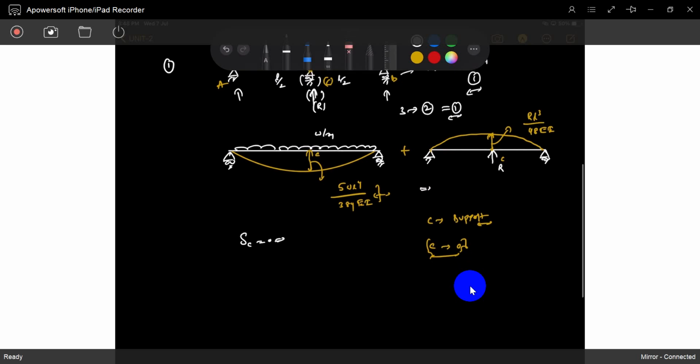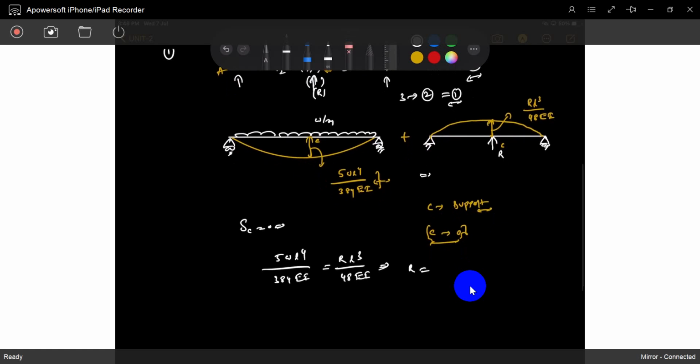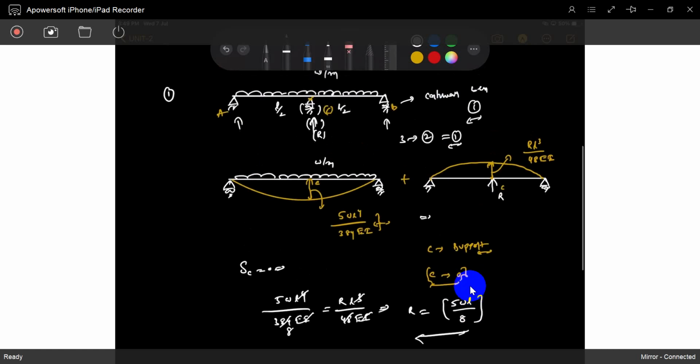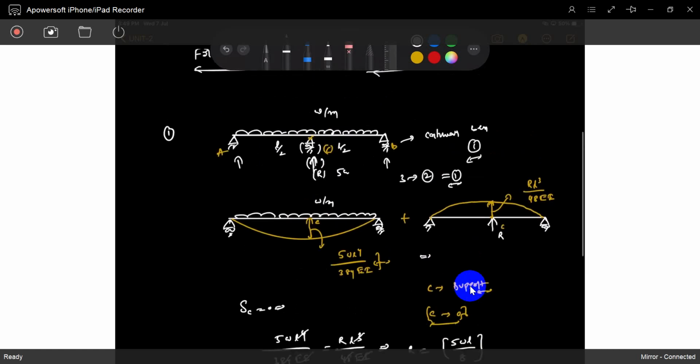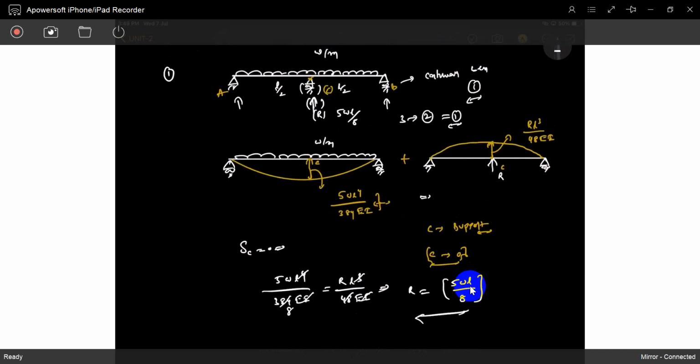So that means 5WL^4 by 384EI is equal to RL^3 by 48EI. Then you want to find R. 48 into 8, 48. So R is 5WL by 8. That's it. If you find one extra equation, one extra value, then the remaining two are easy.